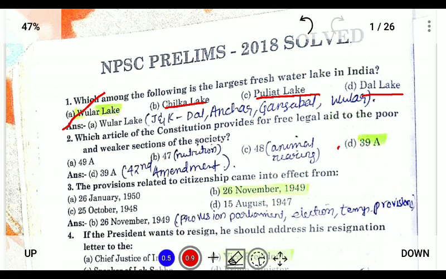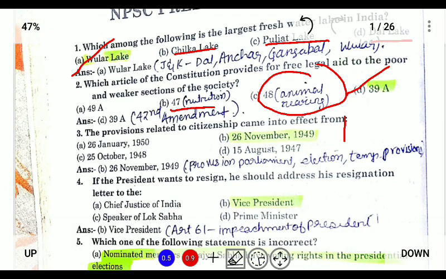Next, which article of the Constitution provides for legal aid to the poor? Article 39A provides for legal aid to the poor, which was provided by the 42nd Amendment, whereas Article 48 provides for animal rearing, and Article 47 under the Directive Principles of State Policy provides for nutrition. Next, the provision related to citizenship came into effect on 26th November 1949 when the Constitution was finally finished. Some of the features came into effect, like provisions of parliament, election, temporary provisions, and citizenship.